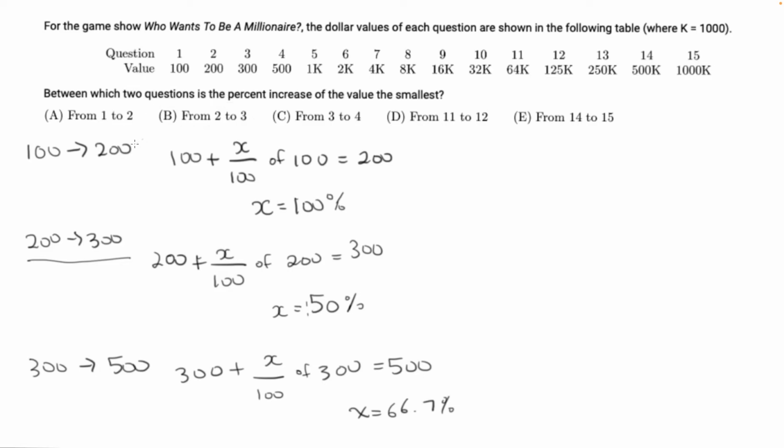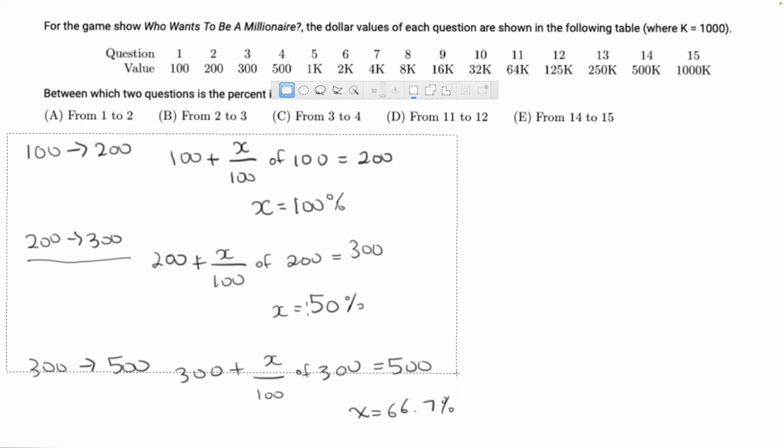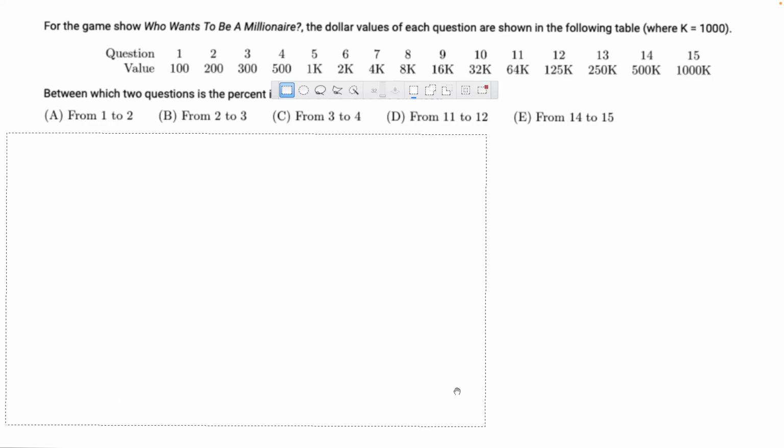And then the second method we're going to use is a faster method to calculate the percentage. So if we use that method, then we can use the same value of 100 to 200. And then we can see that 100 times 2 equals 200. So it has a 2 times increase.